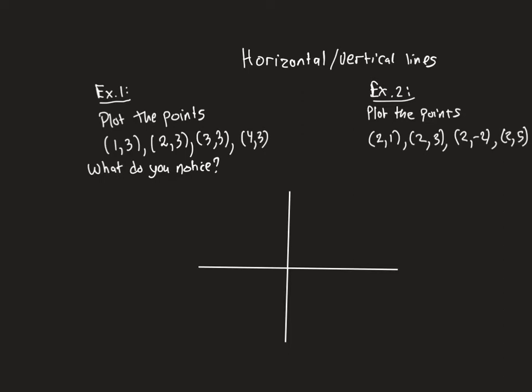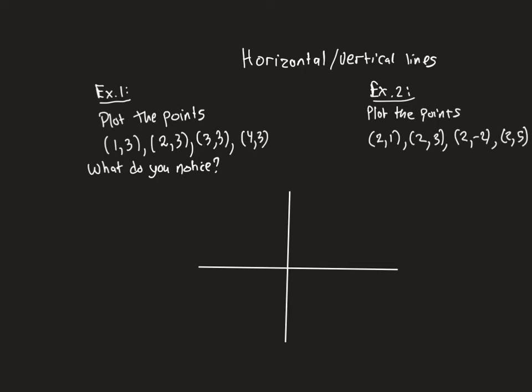In today's video, we're going to have a brief talk about horizontal and vertical lines and what we notice about their equations and their slopes. All right, so let's do this with some examples. Now, in the first example, I'm telling you to plot these points: (1, 3), (2, 3), (3, 3), (4, 3), and I want to know what you notice.